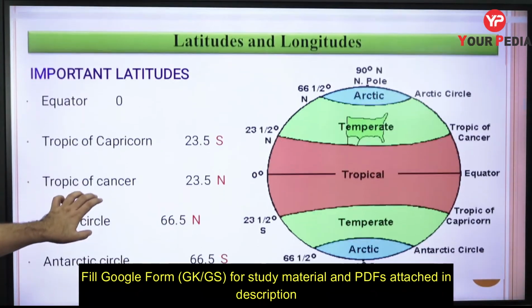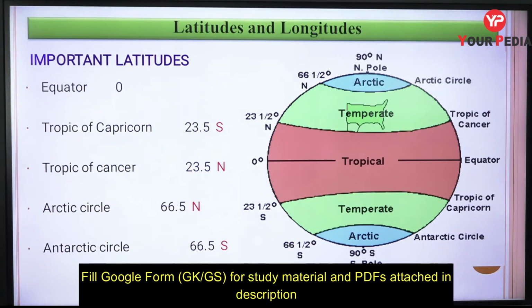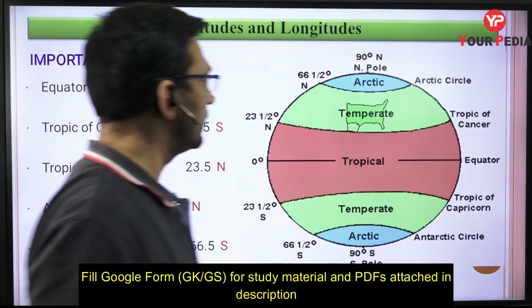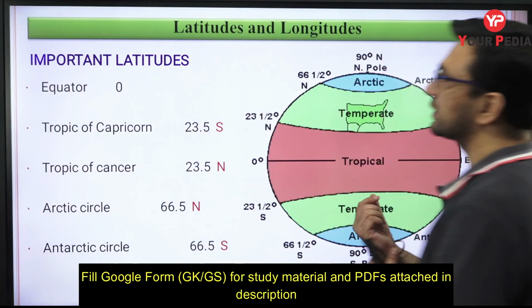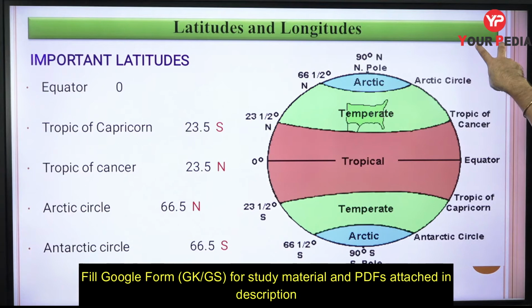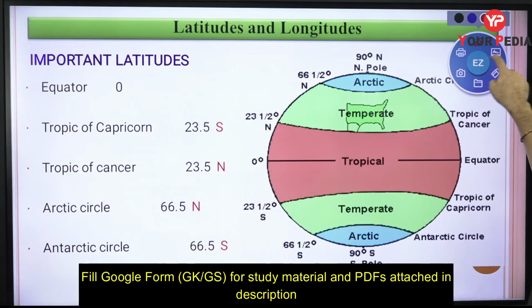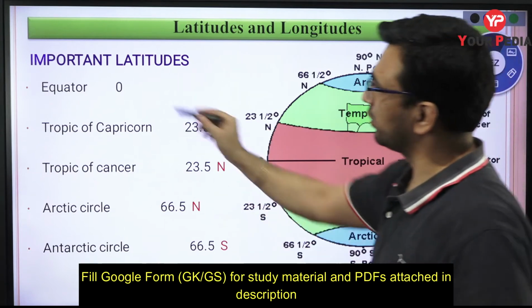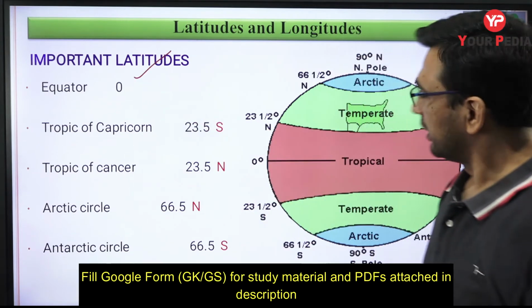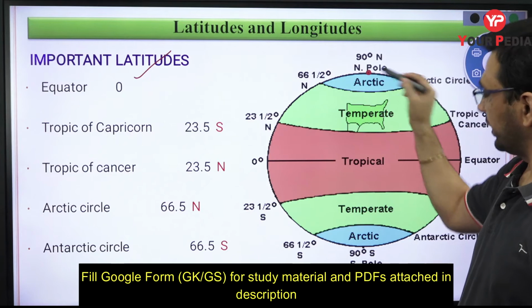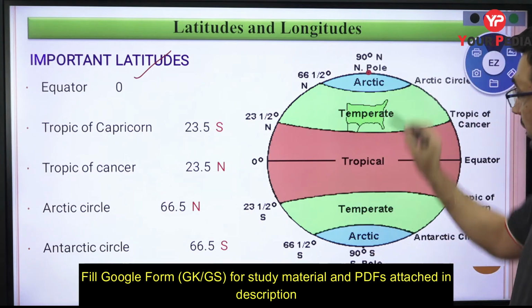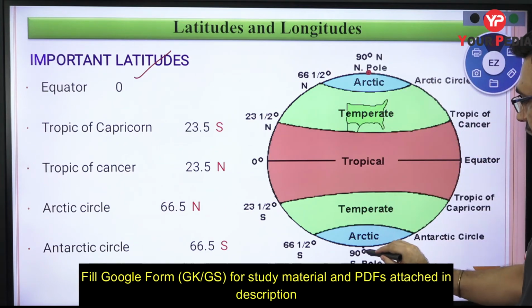Now, some of the basic information that you may already be knowing, and mostly we talk about some of the important latitudes, or parallels. We have the equator, which you already know, at 0 degree. At 90 degree north you have the north pole, and the south pole at 90 degrees south.